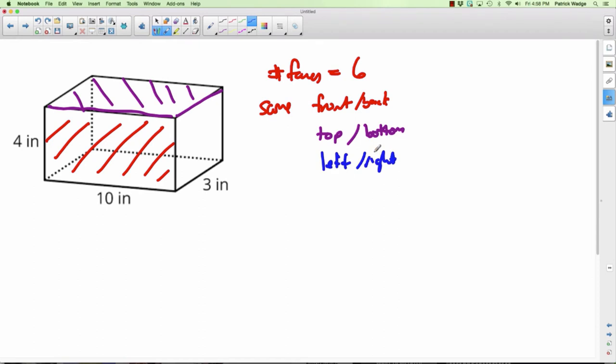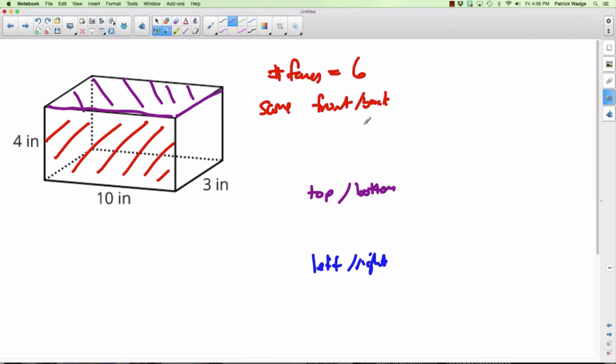Now, they are all rectangles. So for each one of these, what you want to do is length times width. Okay, the area of the front. We just said it's length times width. And we also mentioned already, what are the dimensions of that rectangle? 10 times 4, which is 40. Now, that's just the front. Don't forget, there's also the back. So how many faces have the same size? There's two of them. So we're going to take our 40 and multiply it by 2, and we get 80. That 2 is because there's two faces that are exactly the same size as each other, the front and the back.